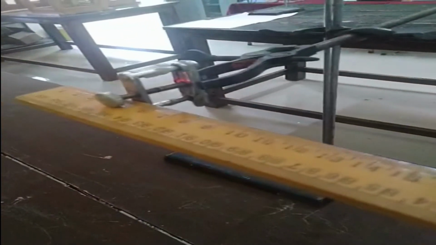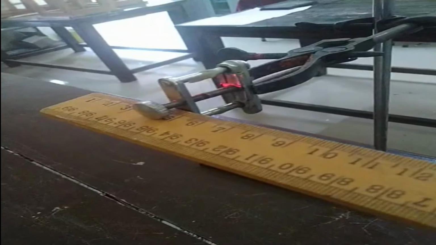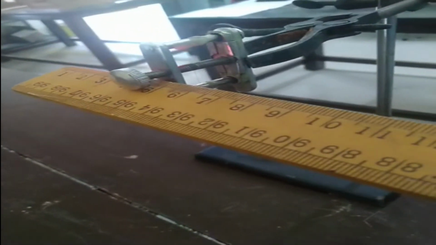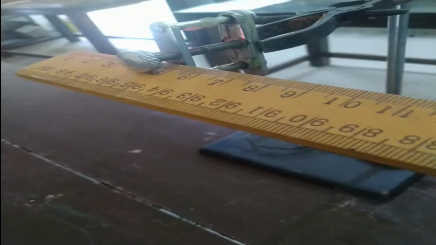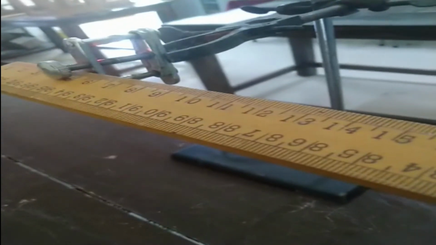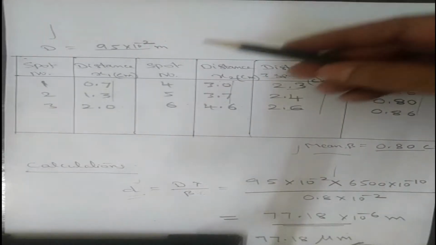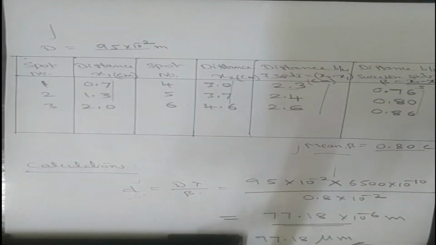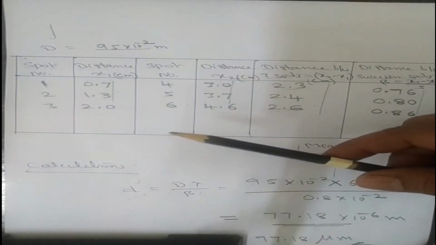So it is found to be how much? Now it is around 95 centimeter. We can see that it is 95 centimeter, capital D. You have to enter that into the tabular column now. Okay, now look at the tabular column. I have already entered the readings obtained from the graph sheet.